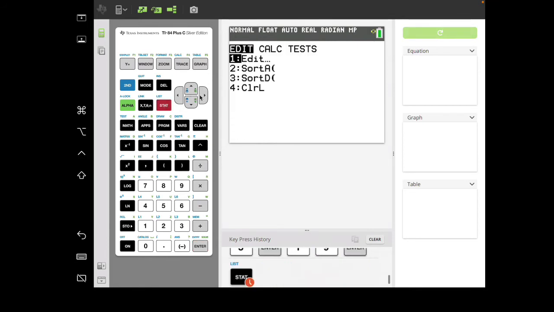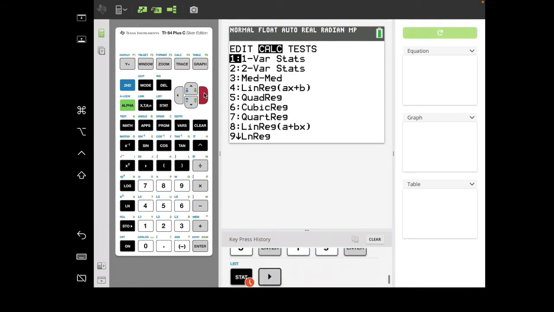So we're going to press Stat. You're going to go to Calc. The only difference is now, instead of pressing 0, you should be pressing number 9. Number 9 says ln regression. So you can press 9 and then enter. So you need ln regression, which is logarithmic regression.